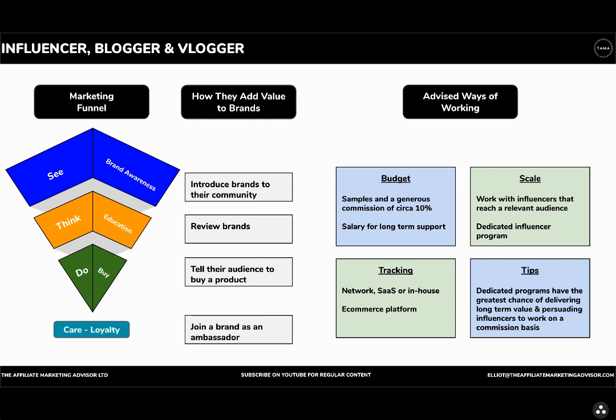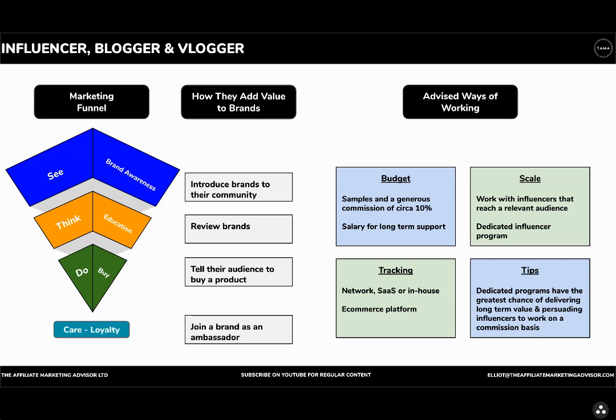So introduce brands to their community, education. They can do reviews. At the buy stage, they have influence. They can say, hey, go and buy this product, or go try this brand out because I really like it. Where they add the most value is that all three types can work as ambassadors, whereby they constantly promote a brand on a long-term basis. I encourage all brands to work with them on this basis. Paying per post or for short-time promotion, you may see a spike in sales, and that's about it. But if you work with any of these types on an ongoing basis, then you get a nice steady sales curve, and you get longer-term value.